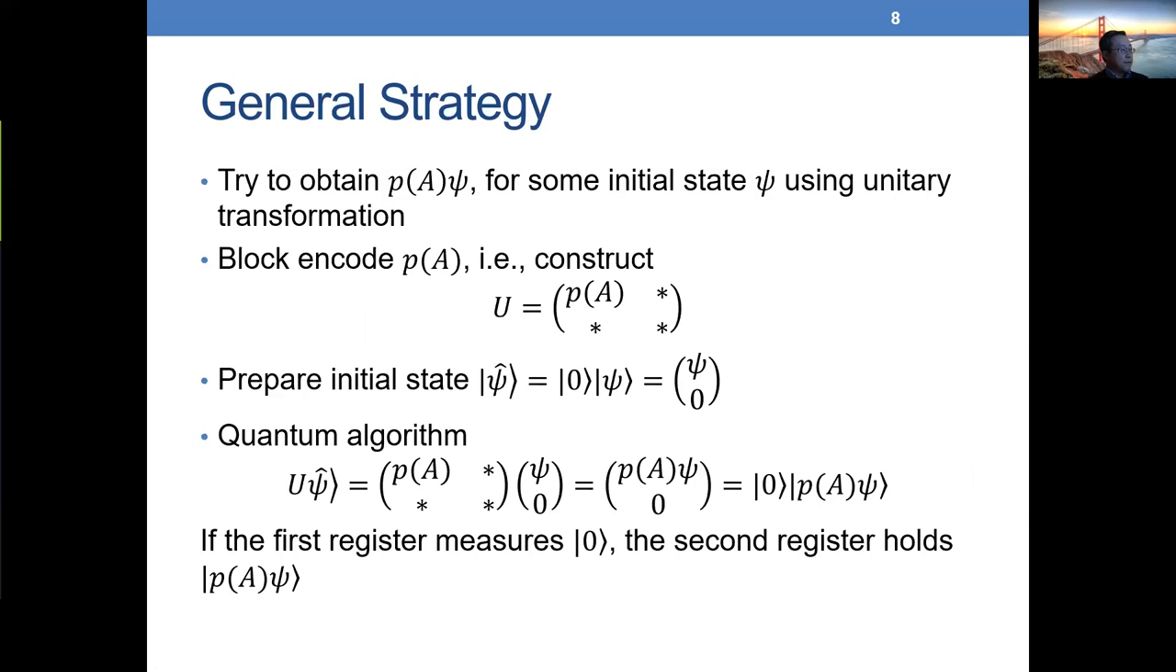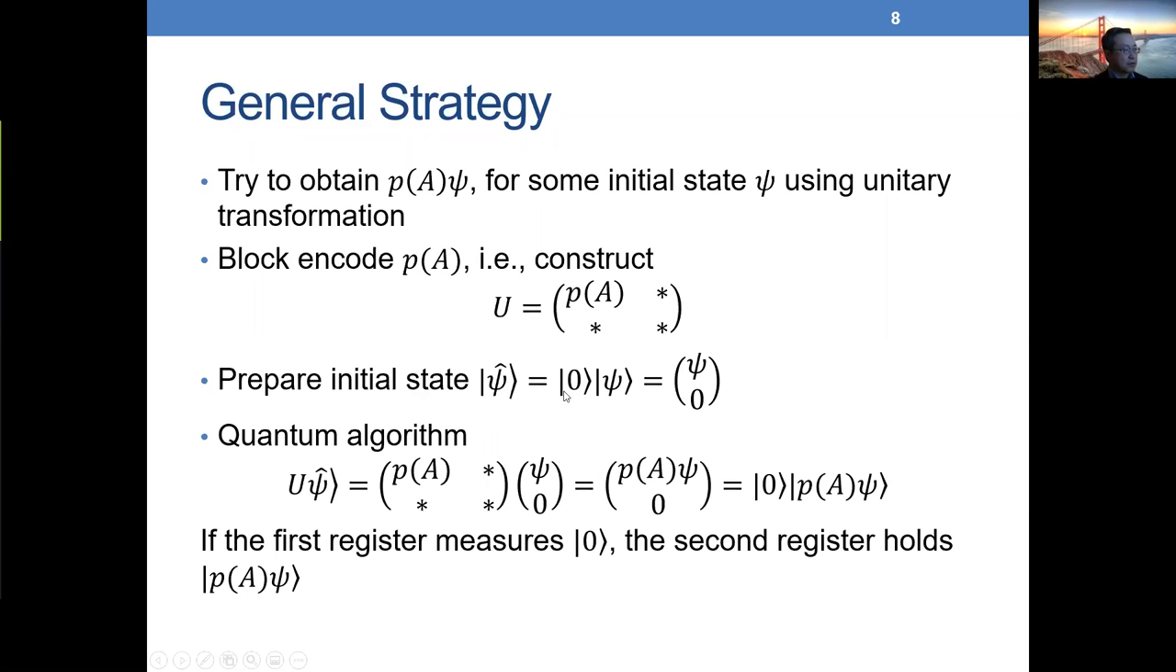Okay, so how do we do that for linear algebra problems? The general strategy that we use is to try to obtain a polynomial in A times some initial state, using some unitary transformation. So what we do is we block encode P of A, which is a matrix, into a bigger matrix that is unitary. You can think of it mentally as putting P of A at the upper left corner of a matrix U. We don't necessarily care about what these other things are as long as U is unitary, okay? If we can do that, and if we also prepare the initial state to be the Kronecker product of the zero state with the state that you would like to apply your matrix on.